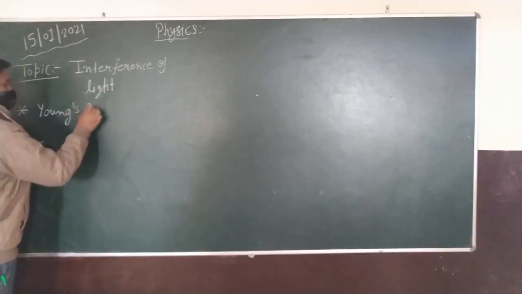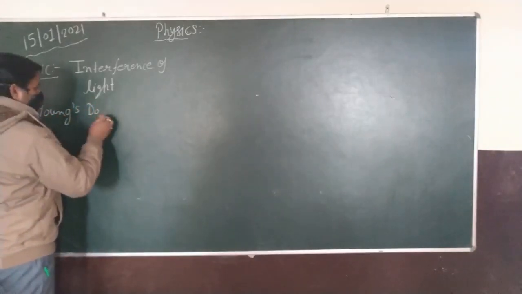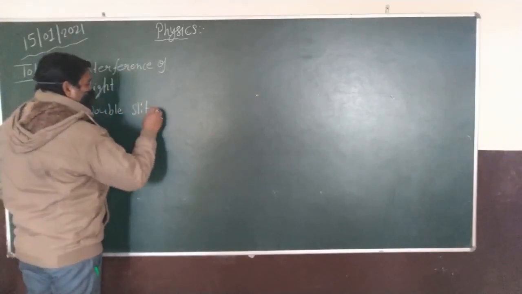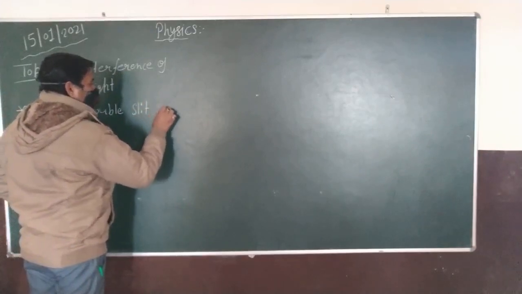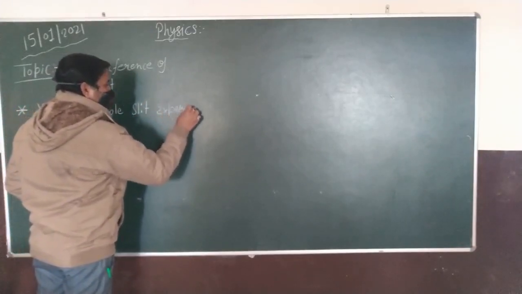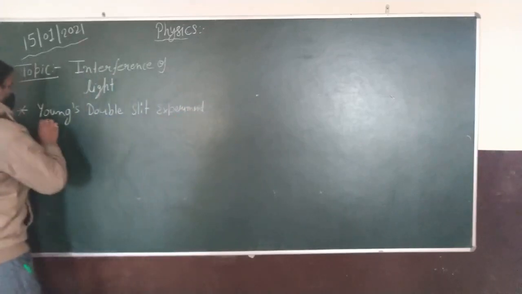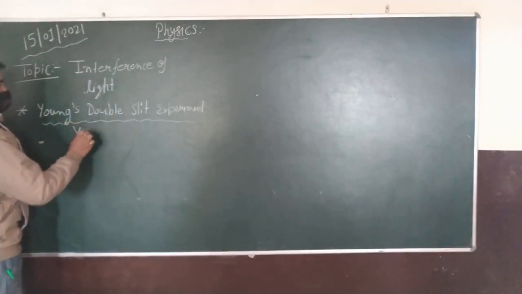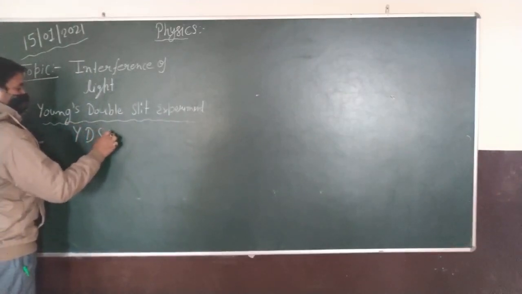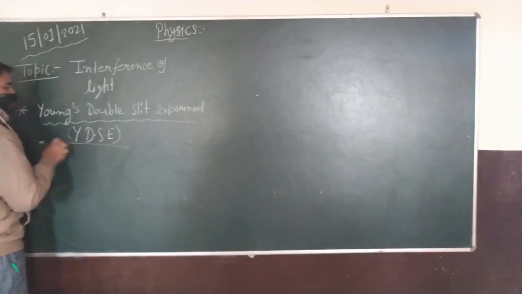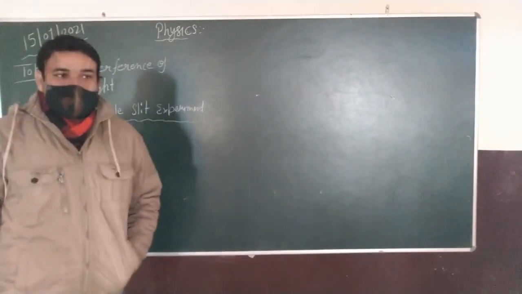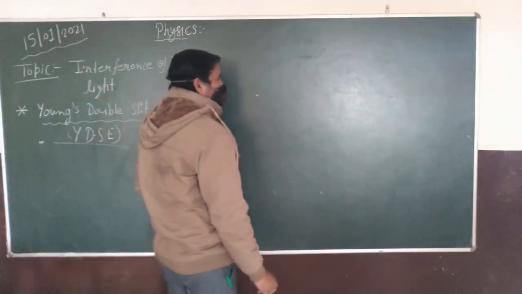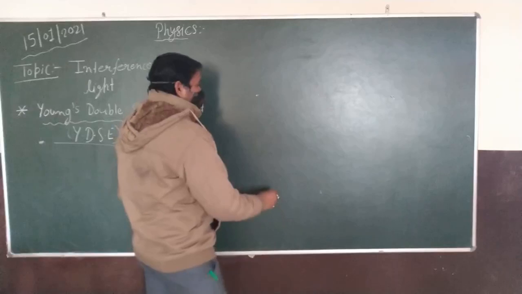Young's double slit experiment. This is also called YDS. It is a most important part of your unit 6. And in this, as we learned, we will just recall the condition.